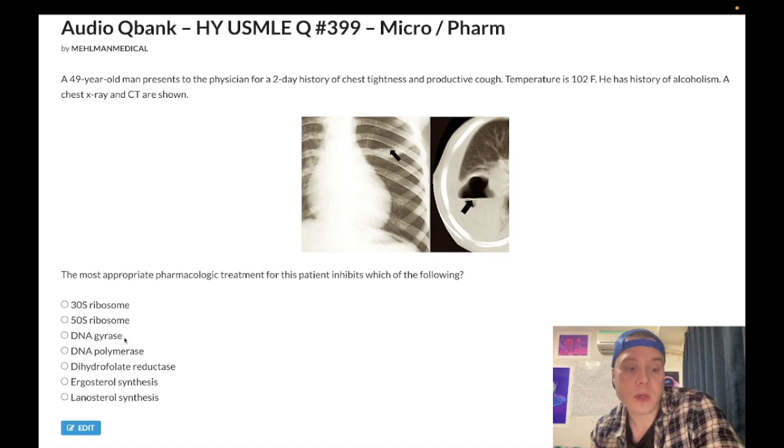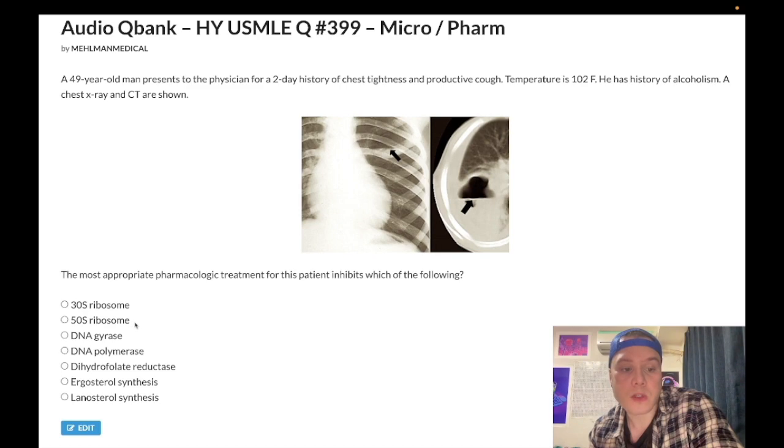DNA gyrase, wrong answer. This refers to topoisomerase 1 or 2 for prokaryotic. Okay, so this is going to be fluoroquinolones, all right, such as ciprofloxacin, which is classic for prostatitis as well as pyelonephritis. Respiratory fluoroquinolones such as levofloxacin, patients who have pneumonias who've had recent antibiotic treatment or significant comorbidities. Wrong answer in this case.